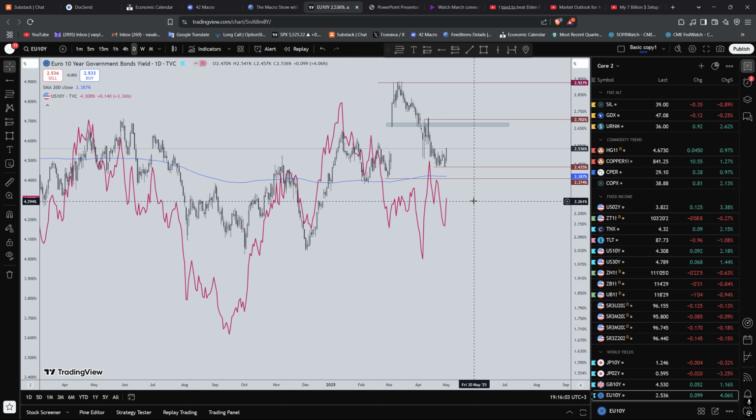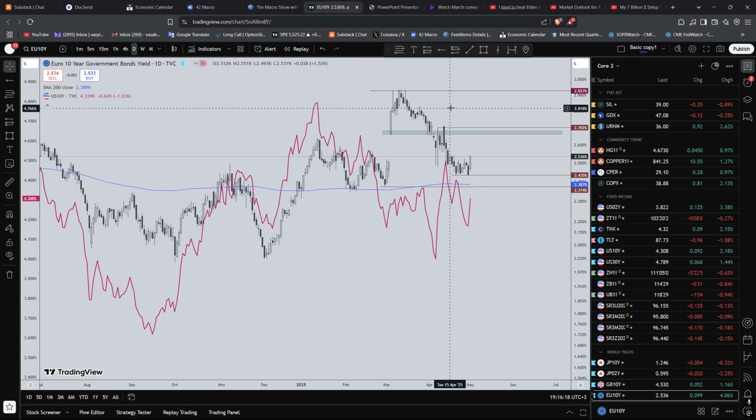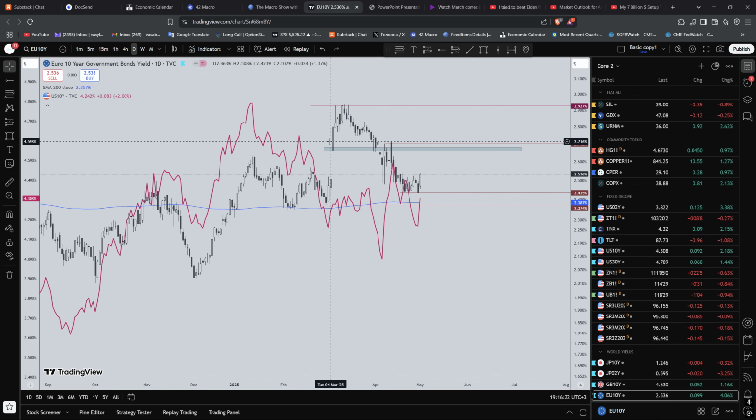First of all, the tariffs happened, and massive outflows from the US happened. On this day, right here, the EU and Germany announced new fiscal packages: Germany announced 500 billion, the EU announced $800 billion. This is why the long end of the curve exploded higher, rightly so.